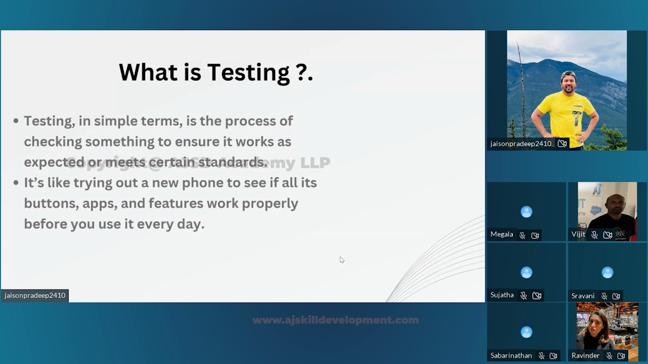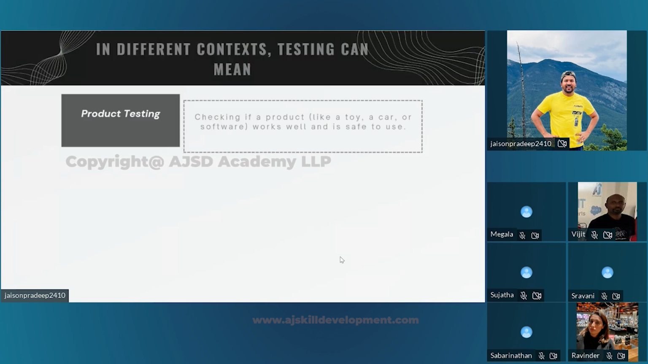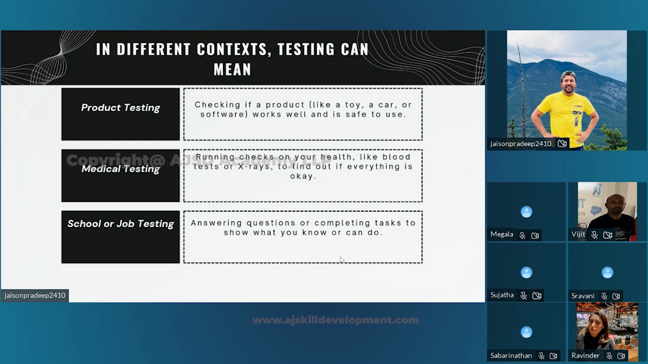So let's deep dive into the different areas where testing is involved. Normally, testing is involved in all of daily life. Like in product testing, for example, if there is any toy or a car being released in the market, before releasing, we should check whether it is working fine or not, like the safety measures or the brakes. That's where product testing comes into the picture.